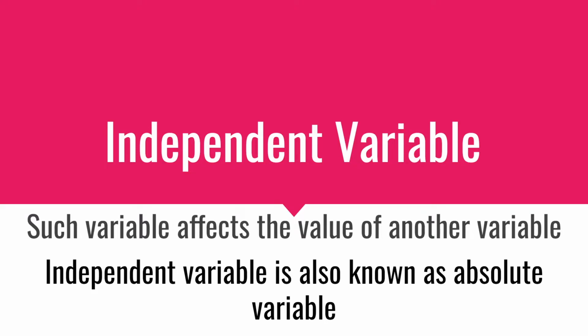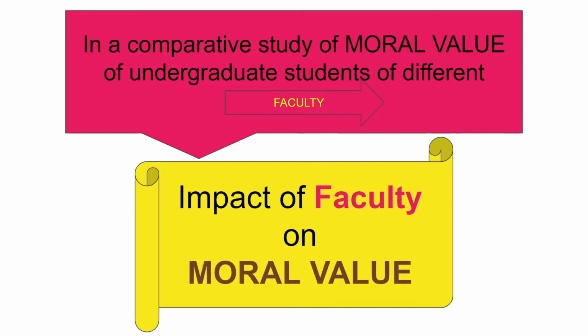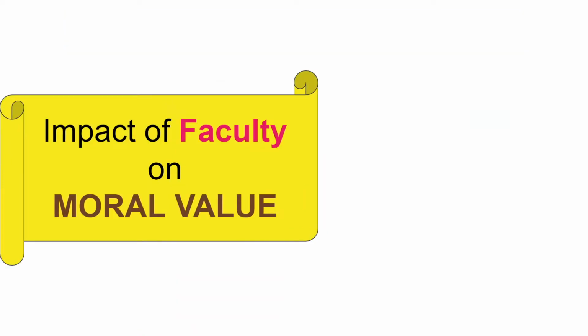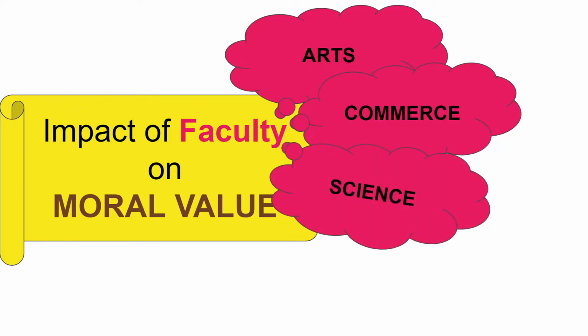Let's try to understand this concept with the help of an example. In a comparative study of the moral value of graduate students of different faculties, faculty will be considered the independent variable. Why? Because in this study, the researcher will examine the effect of faculty on the moral value of the students. There can be different levels of faculty, like arts, commerce, science. Here, researchers assume that students' moral value may differ from faculty to faculty.